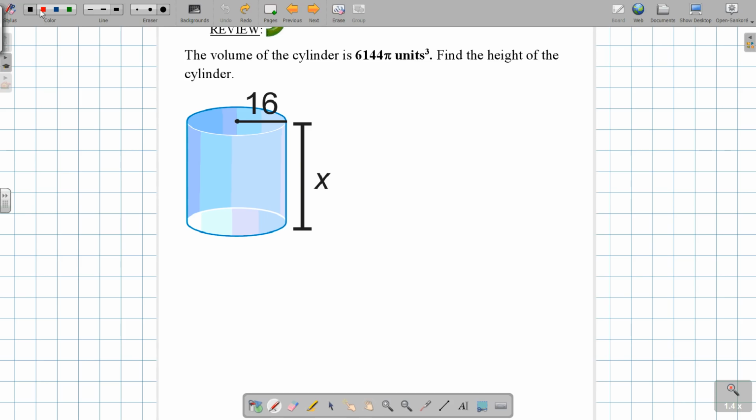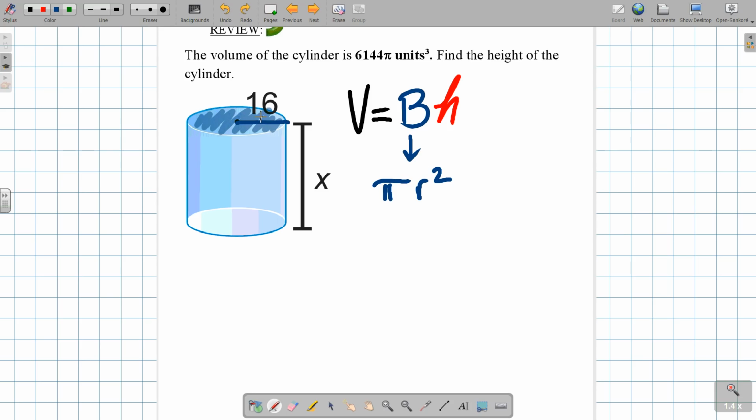So this is a cylinder. The volume of a cylinder is area of the base times the height. And our base here is a circle, so our base is going to be pi r squared. We know that our radius is 16, so I'm going to go 16 times 16 pi. Now the height, oh look at that, I have it, that's x.